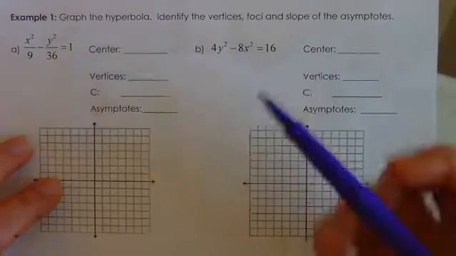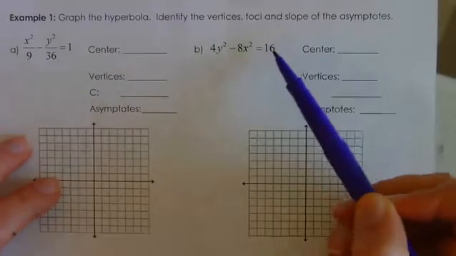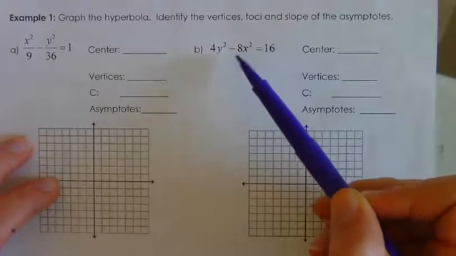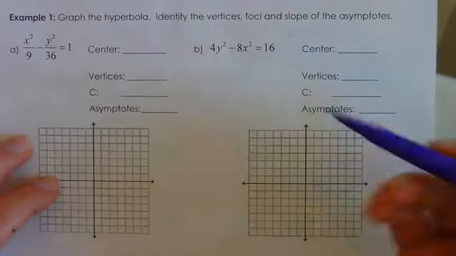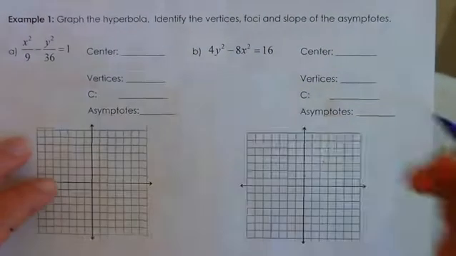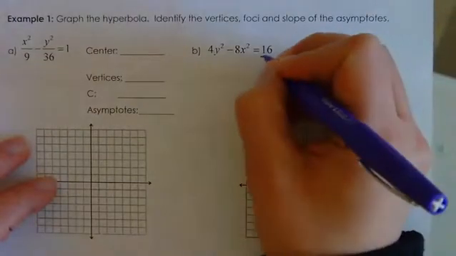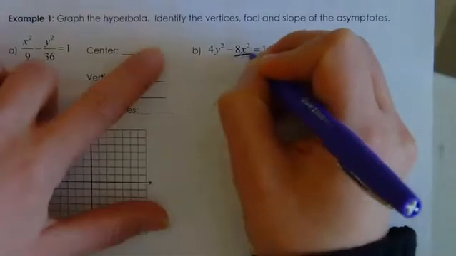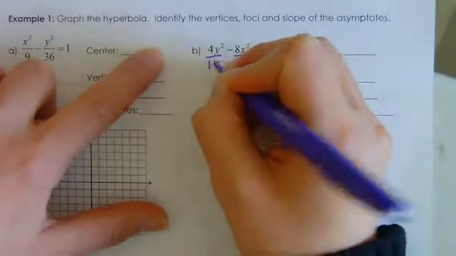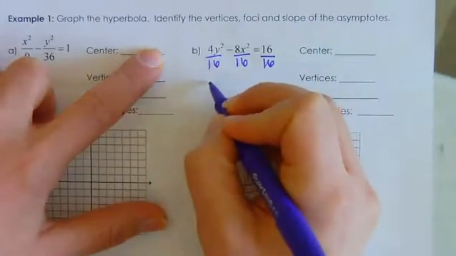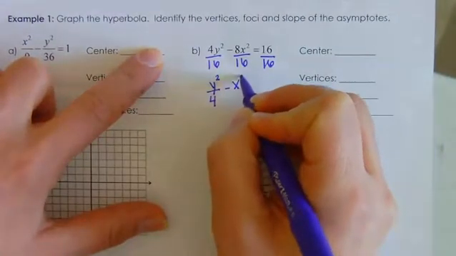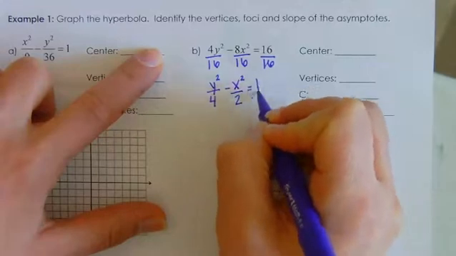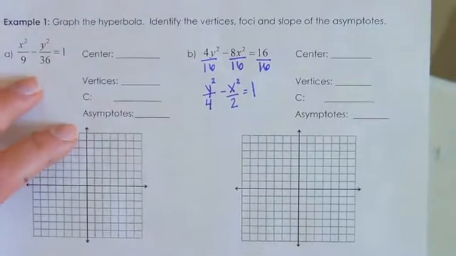The first thing we want to notice about this is that this is not in our standard conic form because it's got coefficients in front of the x's and y's and it's equal to a number other than 1. So the first thing we have to do is get that equal to 1. The way we're going to do that is simply by dividing by 16. So we'll divide every piece by 16, and then we can simplify those fractions and we'll end up with y squared over 4 minus x squared over 2 equals 1. So that's what we're really going to be working with here.